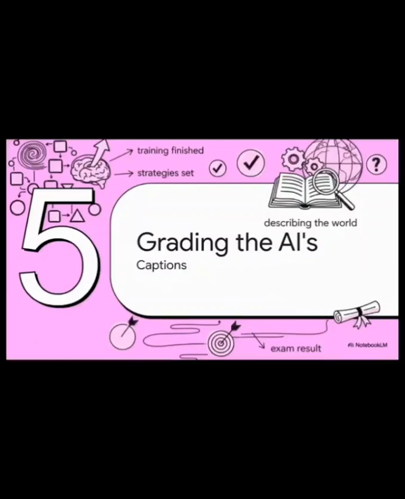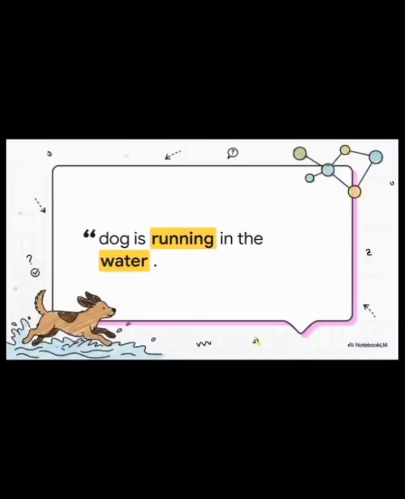Okay, the training is done. The strategies are in place. Now it's time for the final exam. The books are closed, so let's see how well our AI actually learned to describe the world. And check this out. Here's an actual caption the model came up with. Dog is running in the water. It's not Shakespeare, but hey, it's simple, it's grammatically correct, and it perfectly describes what's happening. It nailed the subject, the action, and the environment. That is a huge win.